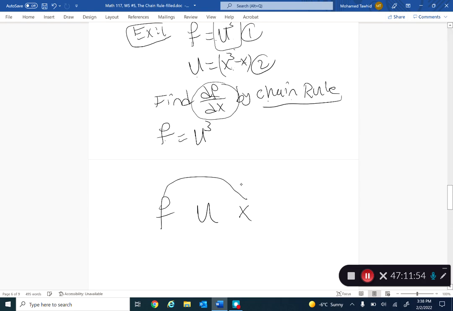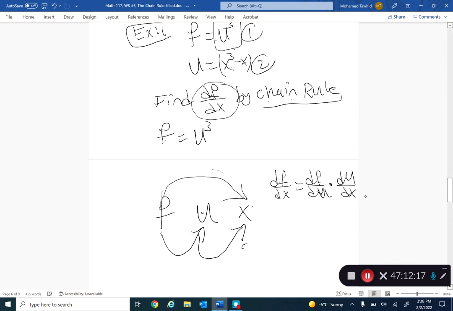So for df by dx, I have to go from here to there, but I cannot go from f to x. I have to go first to u and from u to x. That's called the chain. So df by dx is nothing but df by du, taking the derivative with respect to u, and then multiplying by the derivative of u with respect to x.